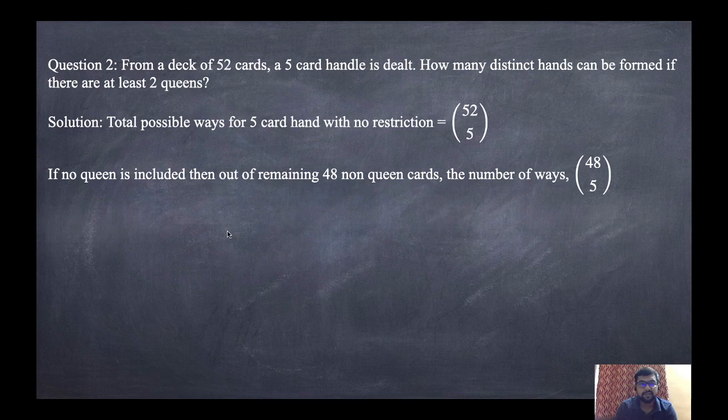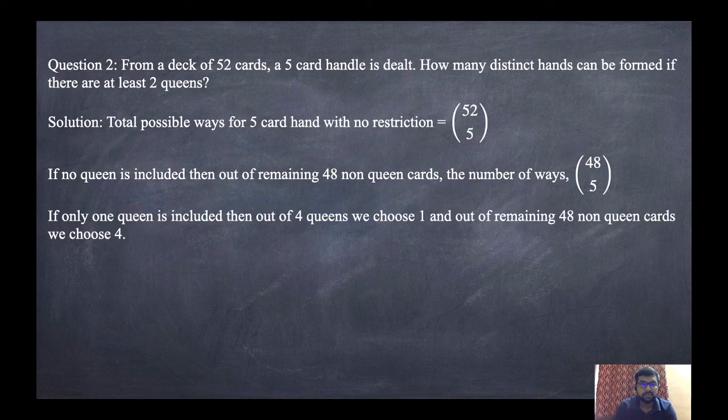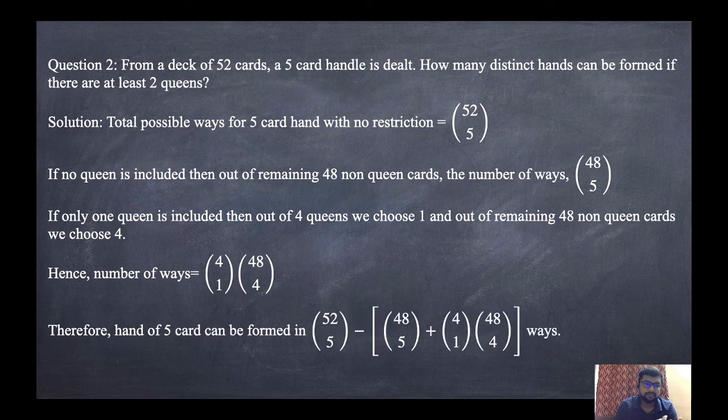So 48C5. Now, if only one queen is included, then out of 4 queens, how many do we want to choose? We want to choose only one. So what will be the cases? That means 4C1. Now 48 are remaining and we want to create a hand of 5 cards. That means 48C4. Okay, so therefore, for the final answer, the hand of 5 cards can be formed in the total cases minus this, which is no queen, and this, which is one queen. So whatever the answer, it will be correct.